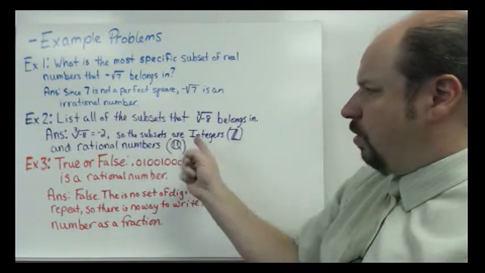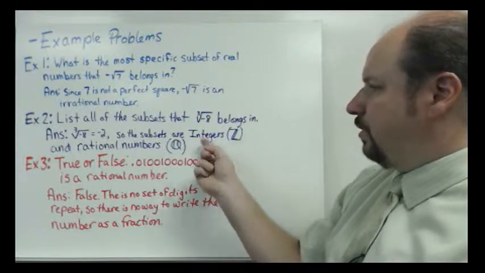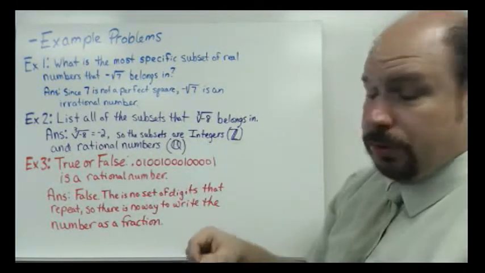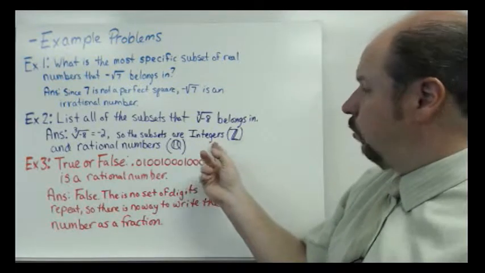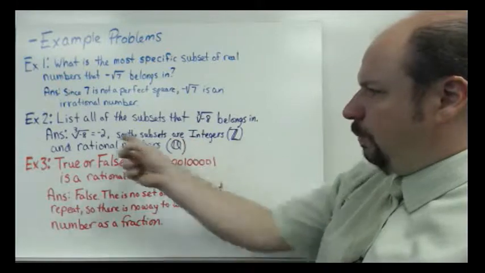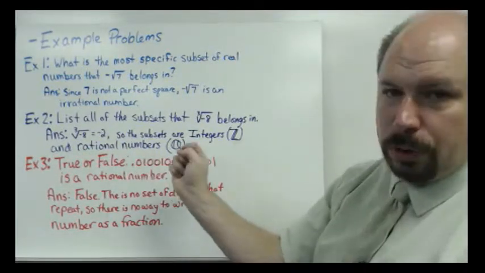So the subsets are, well, first of all, that belongs in the integers, because it is the opposite of a counting number. So it's not a whole number, it's not a natural number, but it is an integer. And remember, if we wanted, we could write this as a fraction, so it is a rational number also.